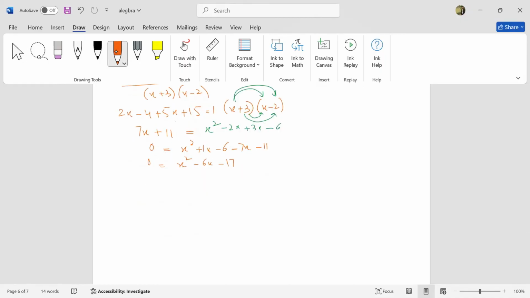For the quadratic formula, the coefficient of x squared is 1, so our a will be 1. Minus 6 is the coefficient of x, which is b, and c is minus 17. The quadratic formula is x is equal to minus b plus minus root b squared minus 4ac upon 2a. There is always a mark for inserting the correct values.